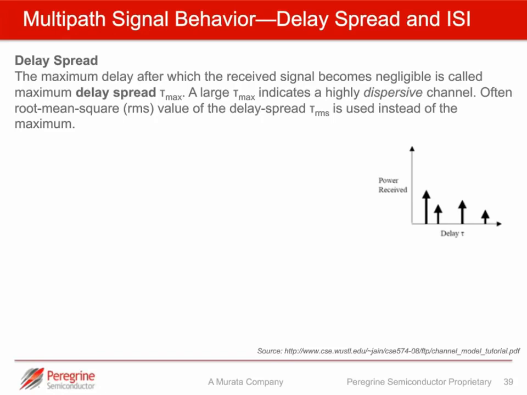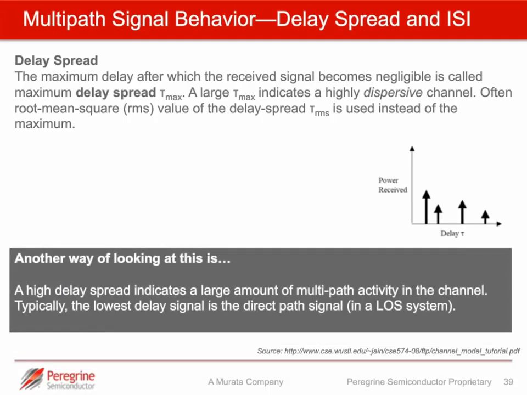Another way of looking at this is that delay spread gives us an indication of the amount of multipath activity in the channel. And typically the lowest delay spread signal is the direct path signal, particularly in a line of sight system.